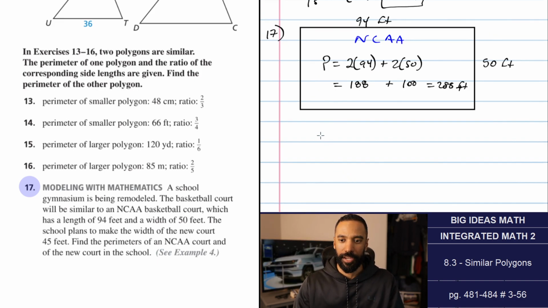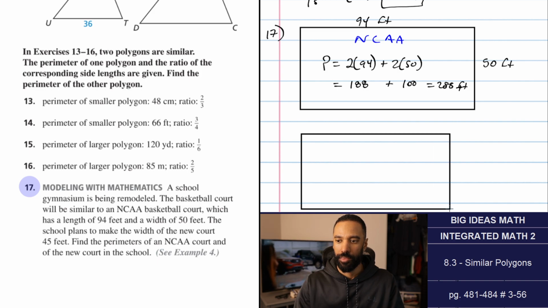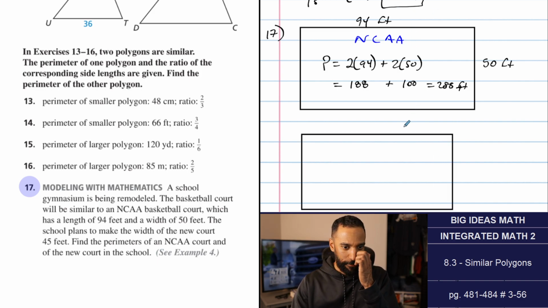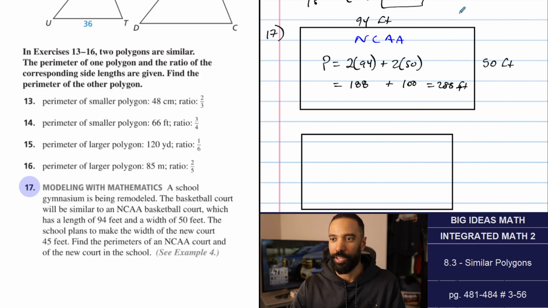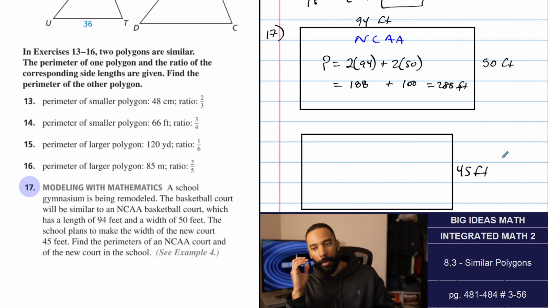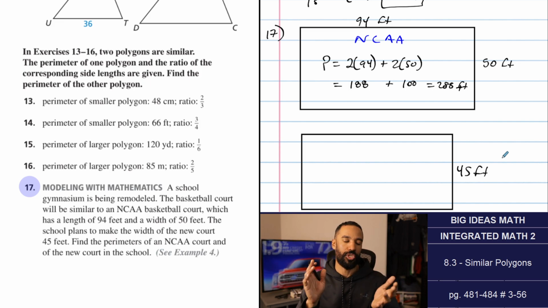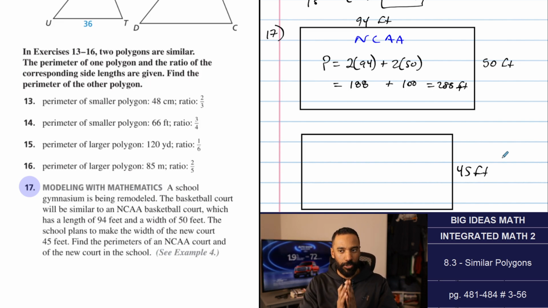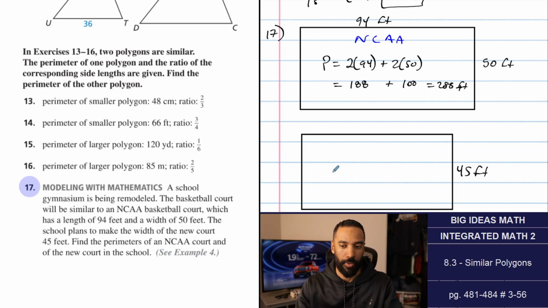Now this other one here is a little bit smaller. Instead of a 50-foot width, we have a 45-foot width. You have a couple options on how to find the perimeter, but let's do it the same way we did before. Let's set up a proportion to find the perimeter of the school gymnasium.